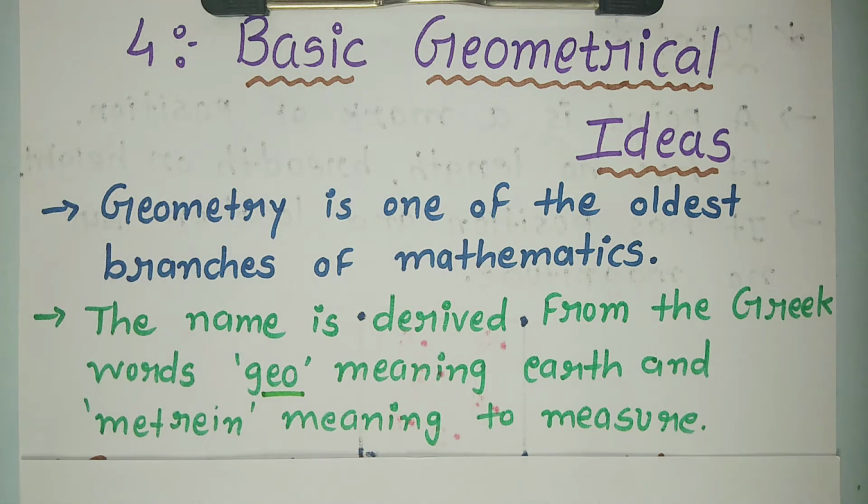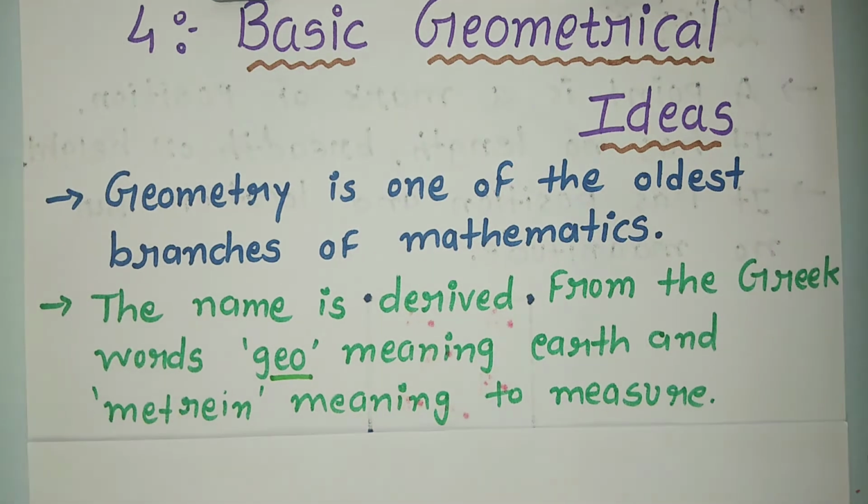So the word geometry is derived from geo, meaning earth, and metrin, meaning to measure. Now in the introduction, where did geometry originate and who contributed to it? The ancient Babylonians, Egyptians and Greeks all contributed to the development of geometry. Ancient Egyptians are supposed to be the first people to study geometry.